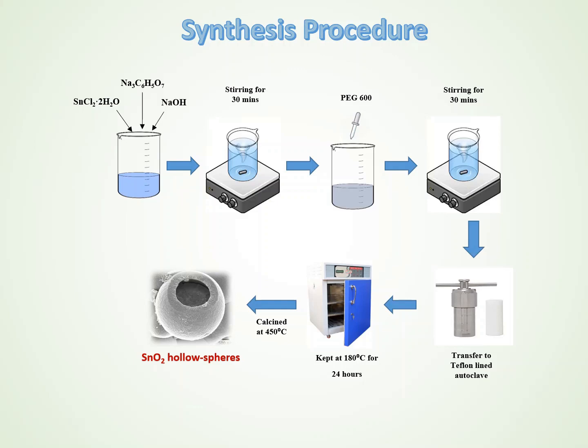We have used tin chloride dihydrate, sodium citrate, and NaOH to make the solution, and then added PEG 600, then stirred vigorously for 30 minutes. Then the final solution was transferred to a Teflon lined autoclave, which was kept at 180 degrees Celsius for 24 hours. The final product we obtained was calcined at 450 degrees Celsius, which was used for making the gas sensor and taking the gas sensing study.